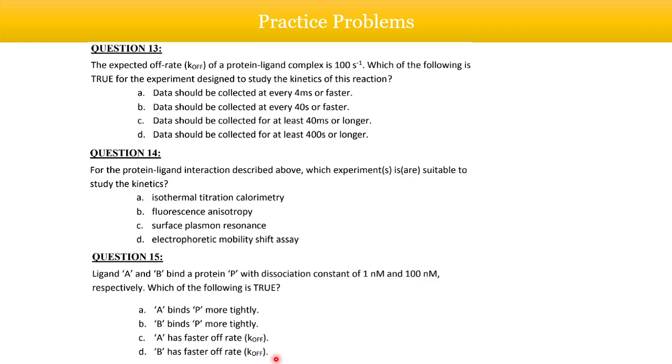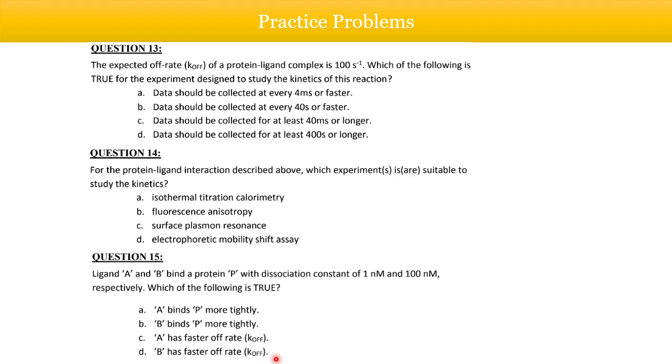So in order to study the kinetics, you see 1 by k off, that is 1 by 100. If you do that, that is 10 milliseconds. So you have to do somewhat like 4 milliseconds or faster. So data should be collected every 4 milliseconds or faster, because the off rate is 100 second inverse, and it should be collected for around 400 seconds, for you to get multiple data points. So A and D both are correct over here.